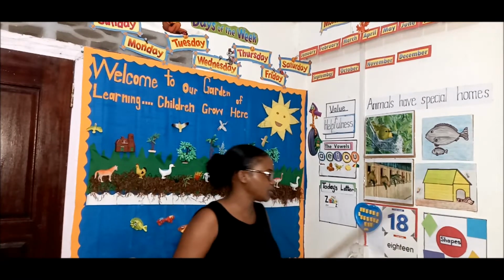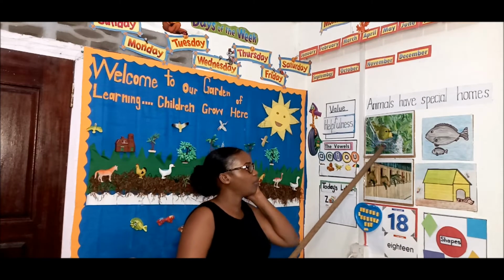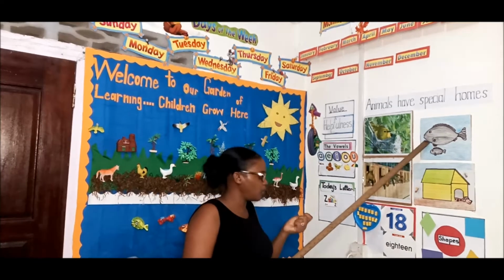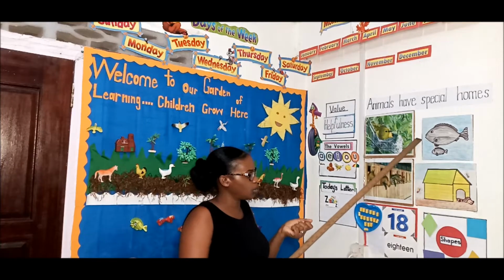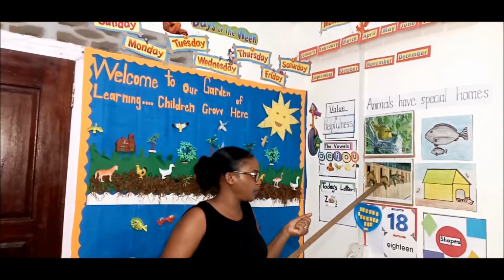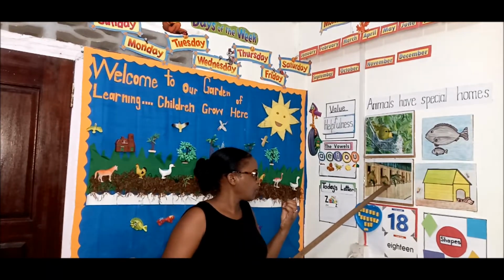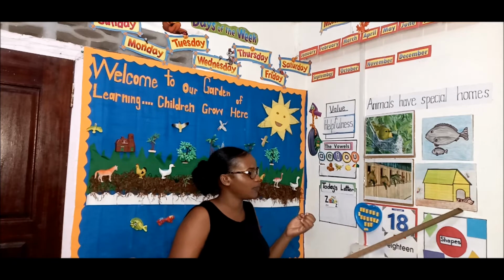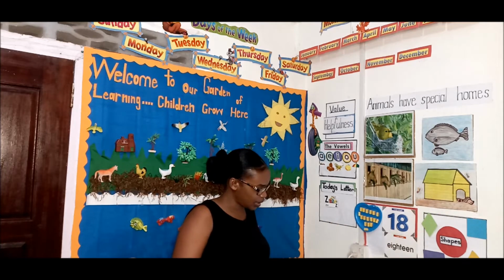Okay, boys and girls? We learned that the home of a bird is called a nest. The home of a fish is called water. And the home of a horse is called a stable. Okay? The home of a dog is called a kennel.